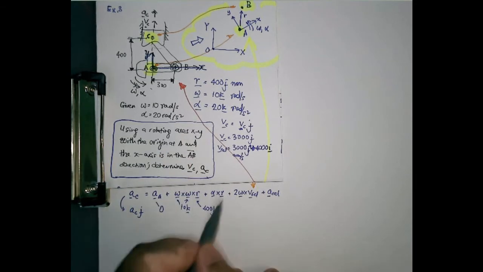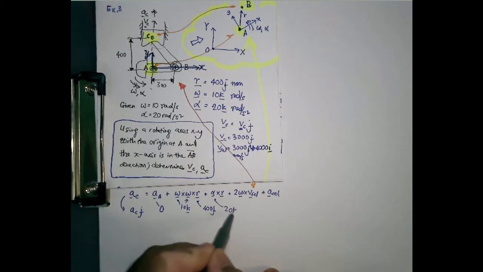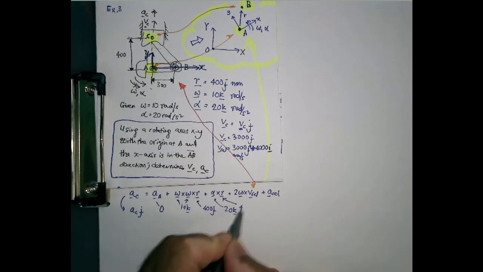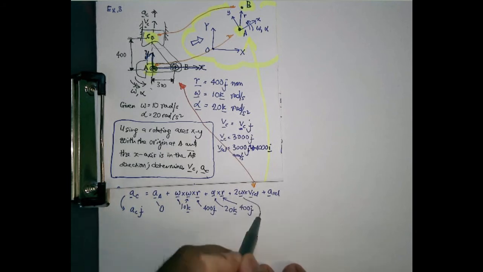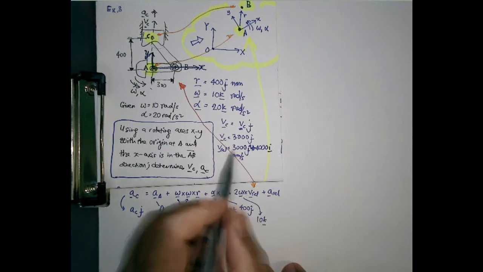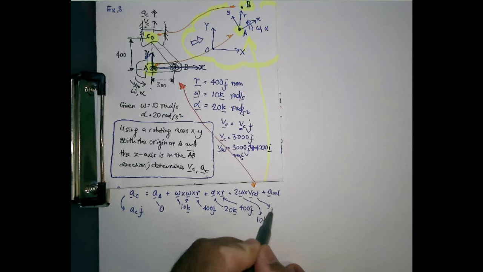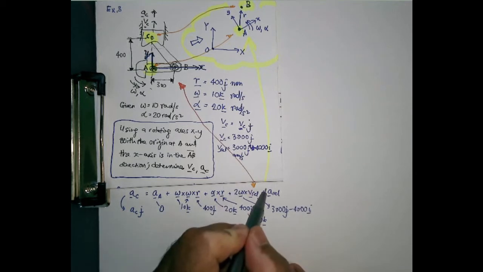We know what alpha is. Alpha is given as 20k. We know what R is, given as 400j. And we know what omega is, 10k. We know what V relative is. We have calculated V relative, and that is 3000j minus 4000i. And what we don't know is A relative.